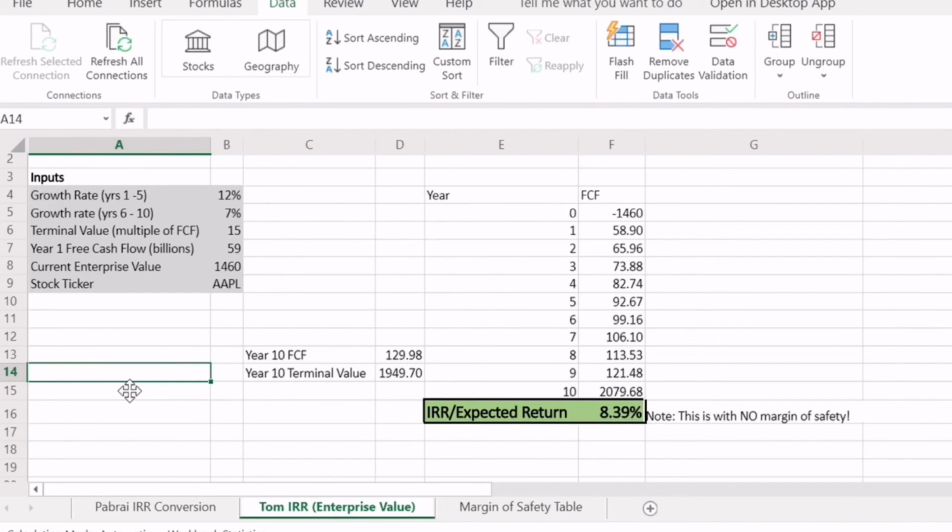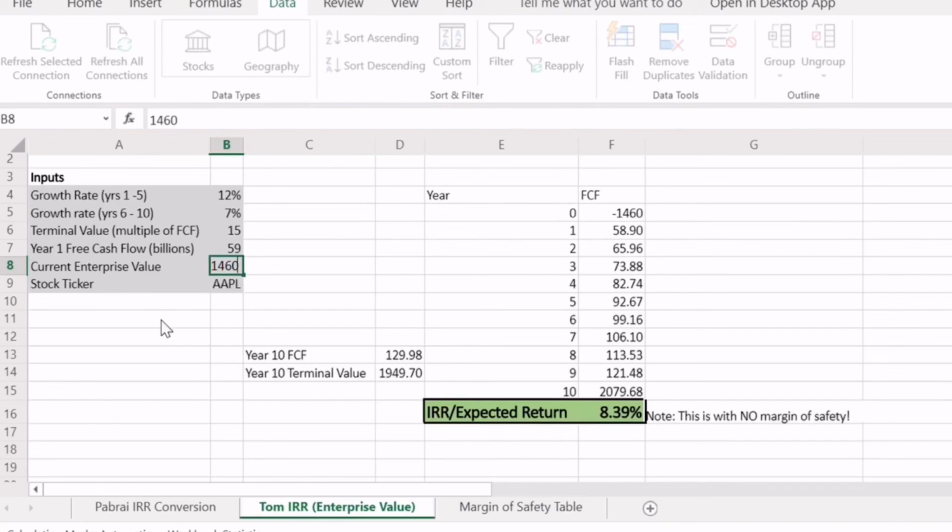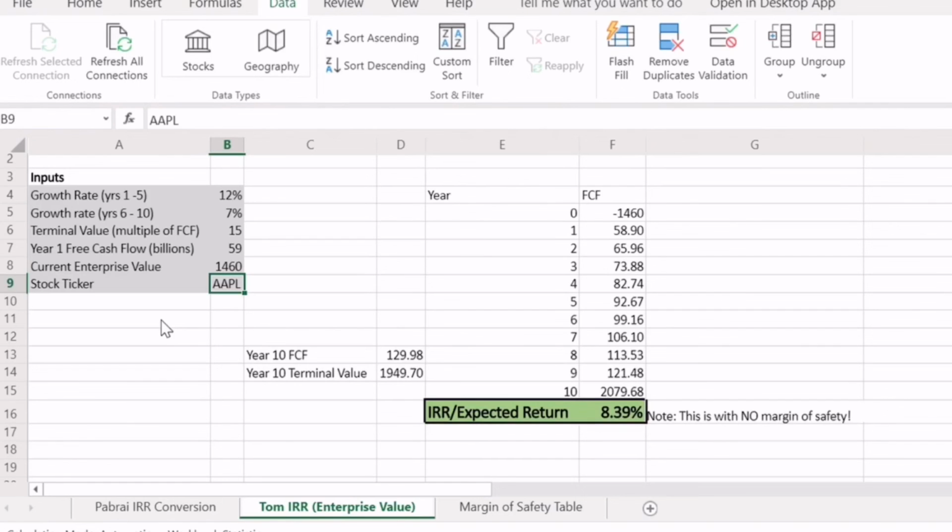So the process is exactly the same. Enter your growth rates, enter your free cash flow multiple, your year one free cash flow. The only difference really is that there's no need to enter the excess cash that the business has on hand. And instead of using market cap as our starting point, we use enterprise value. Other than that, the analysis is basically exactly the same, so you can tackle it in the same fashion.